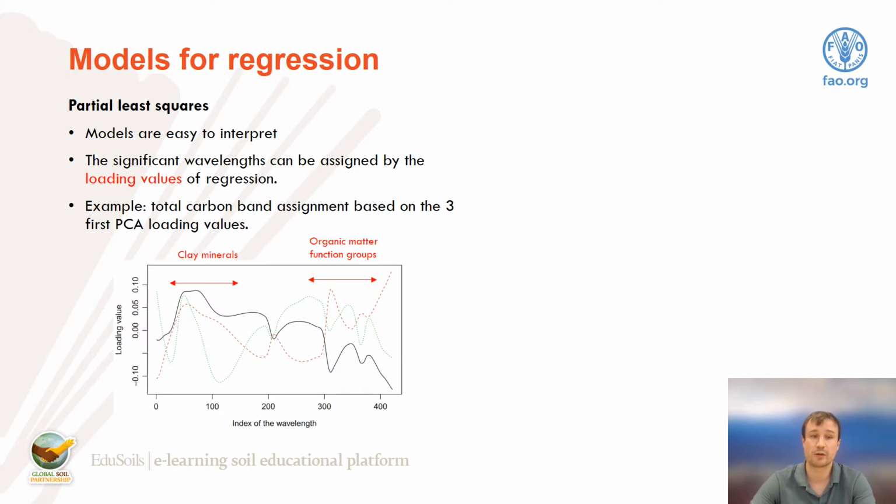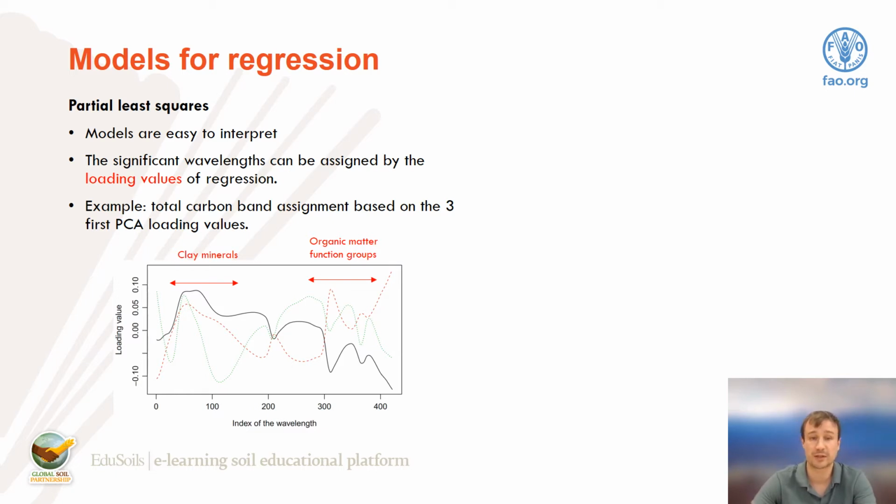So as I said before, the partial least squares regression (PLSR) models are easy to interpret. And we can use, as in principal component analysis, the loading values. And we can link the values of the loadings with the wavelengths of the spectra. An important positive or negative value of the loadings indicates that the associated wavelength is an important predictor.